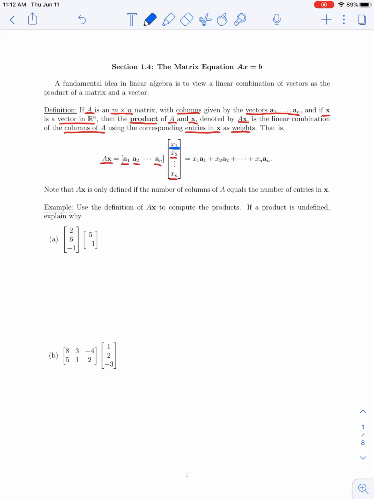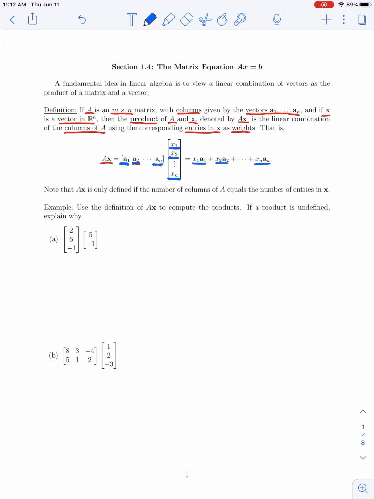So the first entry of our vector X, X1, is the weight of the vector A1. So we have X1 times A1, plus, for the next part of our linear combination, we have a weight of X2 for the vector A2, so X2 times A2, and then we keep taking the sum of these products down through the last term in our vector. Xn is the weight for the vector An. So this linear combination of the columns of A with weights given by the entries of X is how we define the product of A and X.